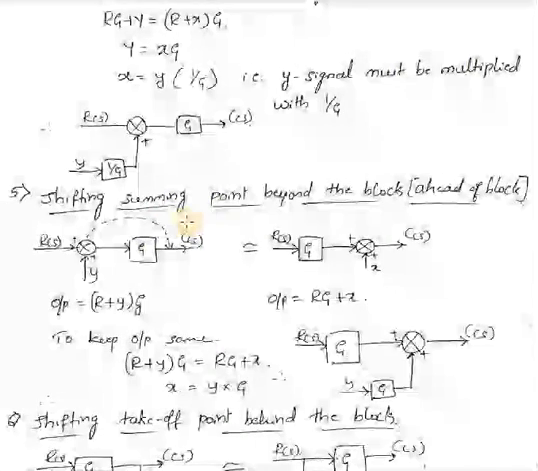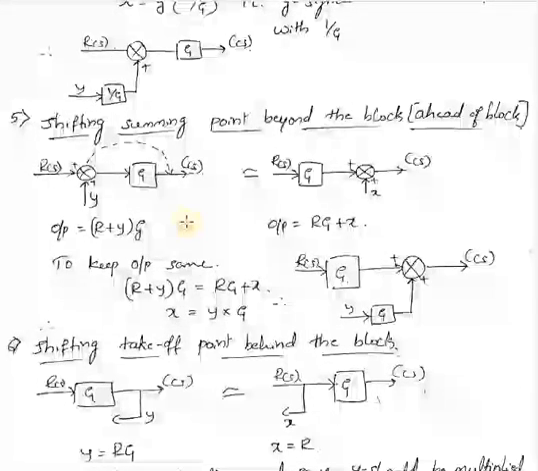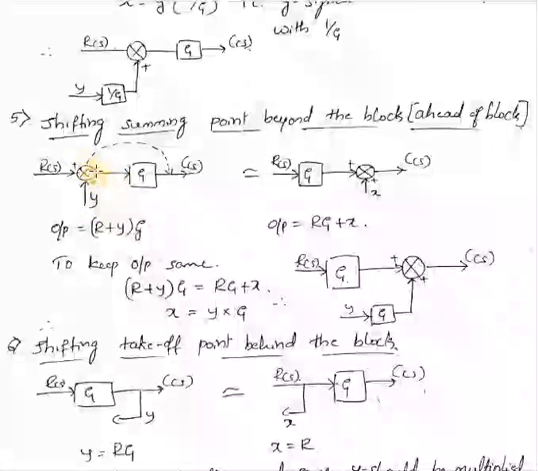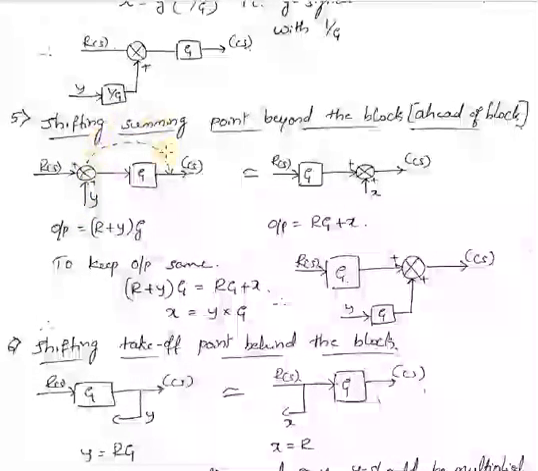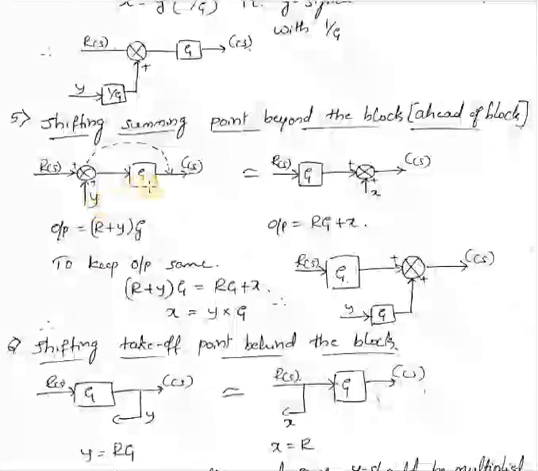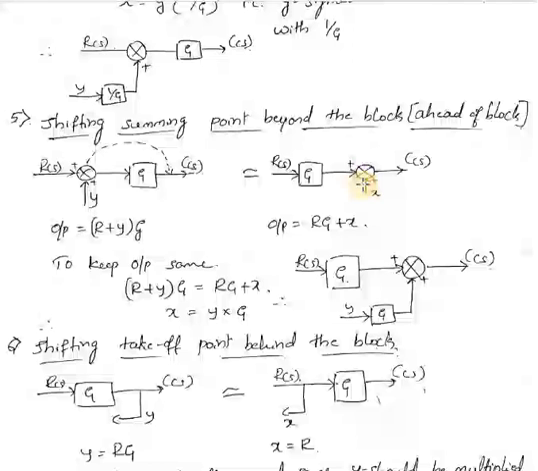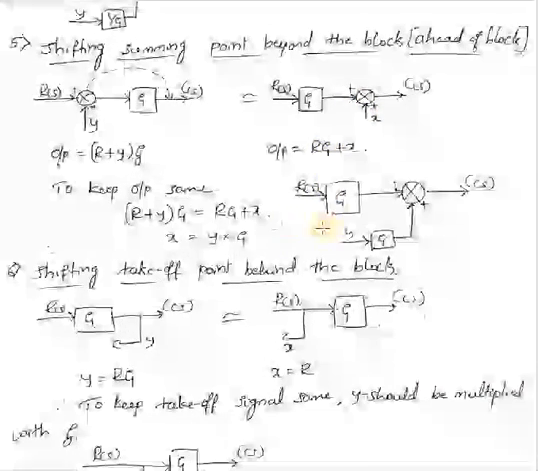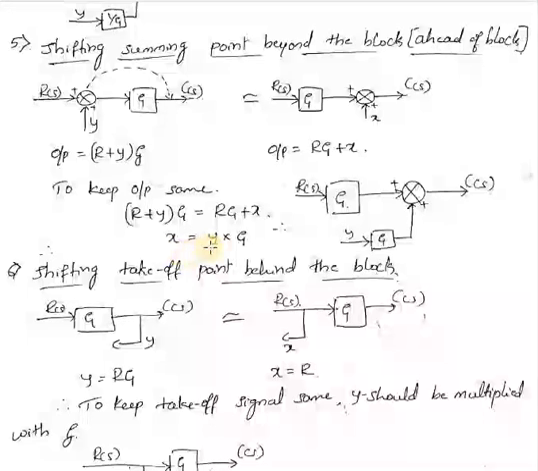Similarly, the next one is shifting of a summing point beyond the block, or ahead of the block. In the previous case we shifted before the block, now we will shift after the block. If this summing point is here and I want to shift it after this block, first, when it was before the block, the output is R plus Y, into G. If I shift it here, it will be R into G plus X, but the output should remain the same. For that, equate these two, and you will get X as Y into G.